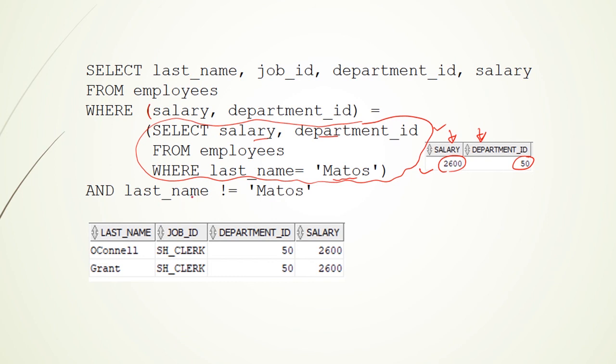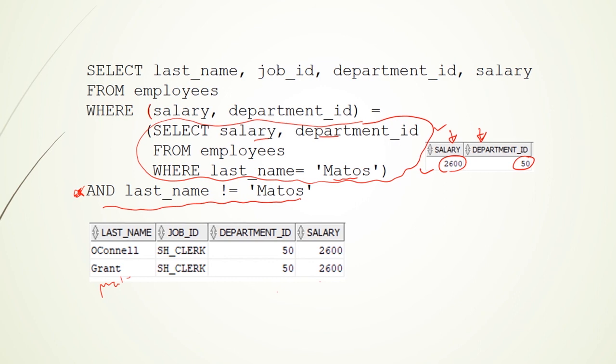And the last thing here, and last name not equal Matos. We put this statement to remove the Matos employee from the output. If we didn't put this and statement, it would return Matos's job ID, department ID, and salary as well. So here we have to filter out the employee Matos from the final output.